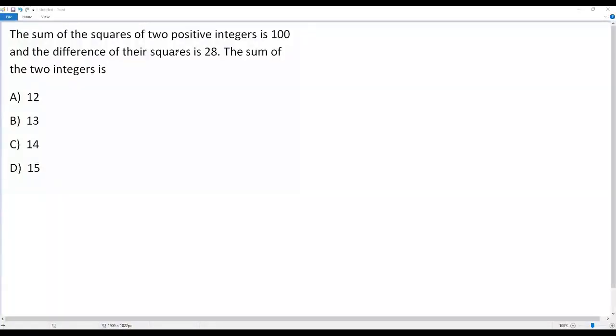Here we have a SAT math question. Okay, let's go over the information. The sum of the squares of two positive integers is 100 and the difference of their squares is 28. The sum of the two integers is... Okay, let me assume x and y as two positive integers.